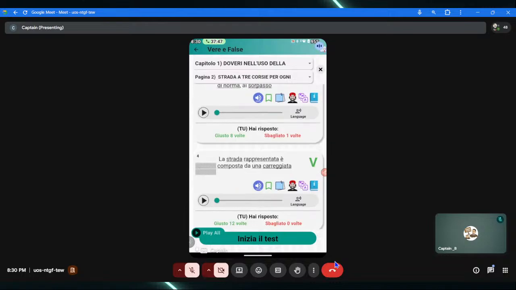Number 4. La strada rappresentata è composta da una carreggiata. Listen, he said this road representing is composed of one carriageway. As I said before, from the white line to the end white line is known as what? Carreggiata. And the answer is vero.